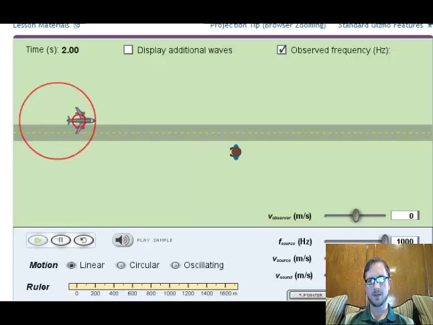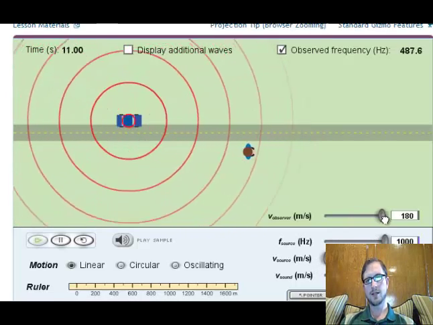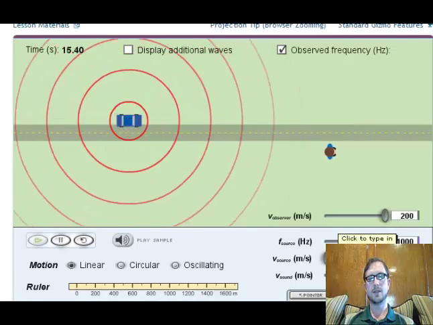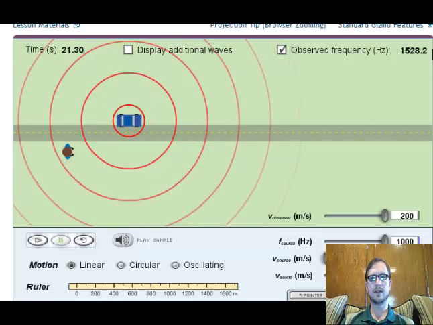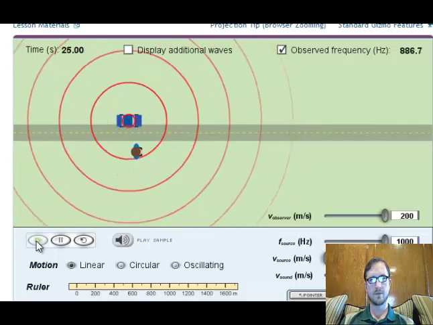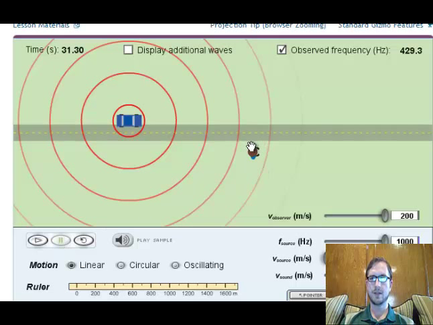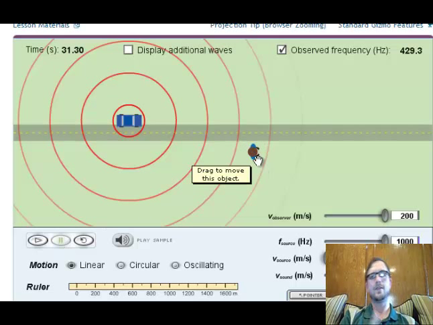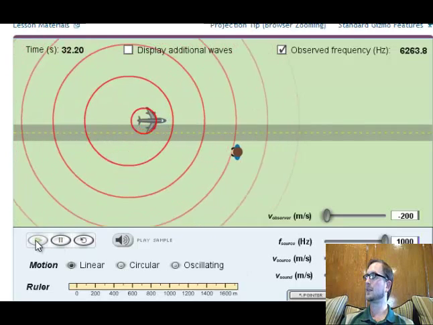The same thing would happen if I parked my car and I made the guy run away. He would hear that different sound too. So when he's right here, he's hearing 1,500 hertz. Over here, he's only hearing 450. Since he's going into them and crashing against them, or going away. Though this tends to be a lot easier to see whenever the source is moving, even though it's the exact same effect.